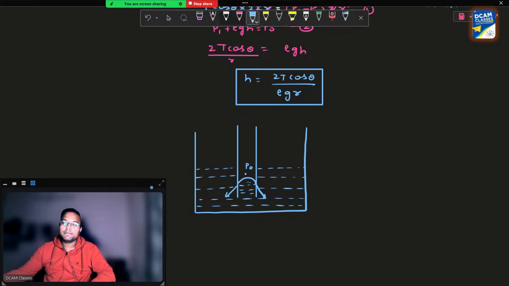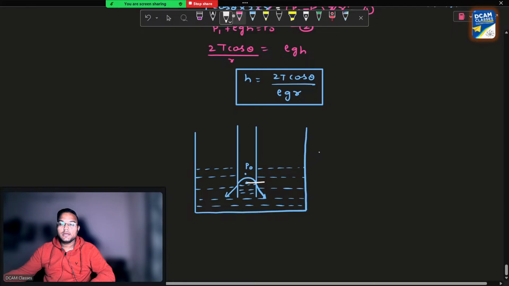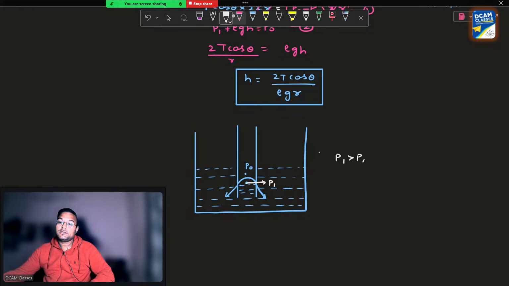Here will be the pressure P naught, and here will be pressure... What is happening? Here will be pressure P1 now, and in this case P1 should be greater than P naught.